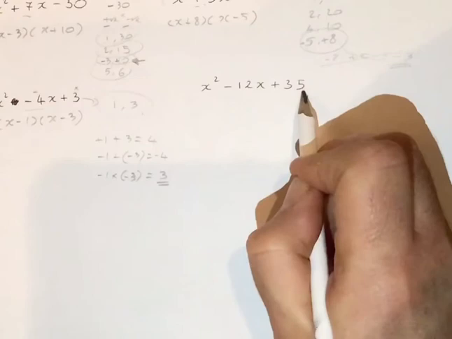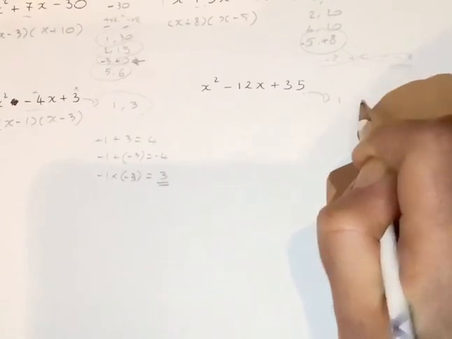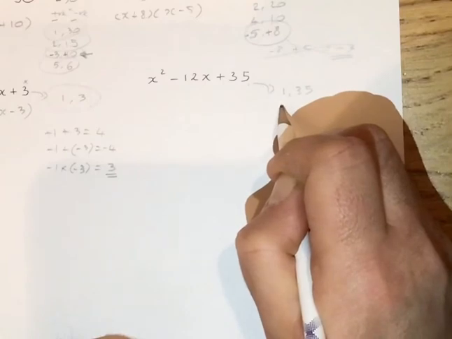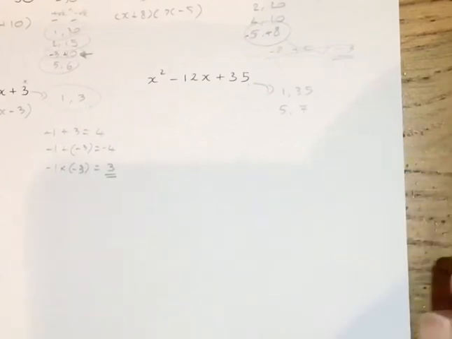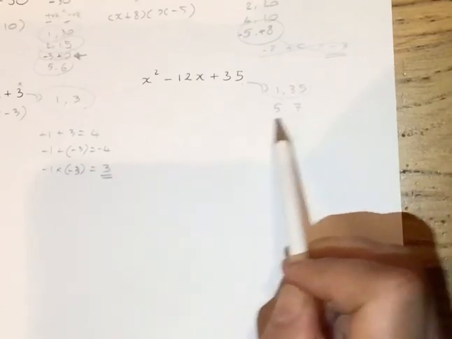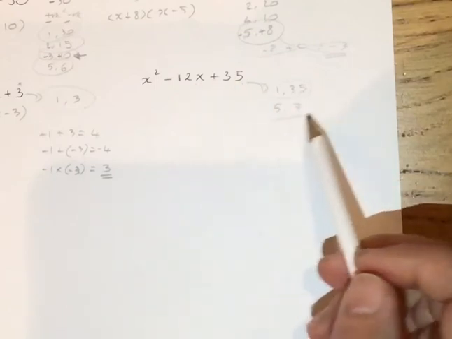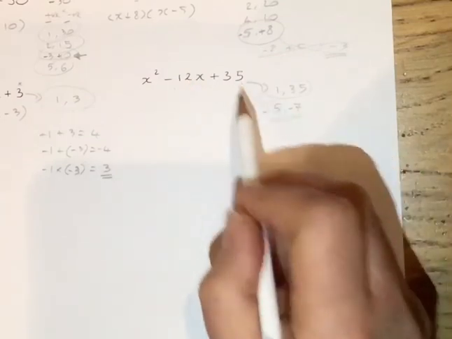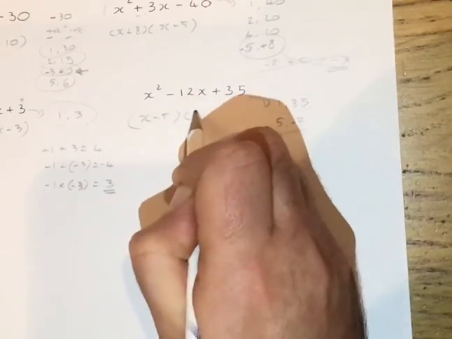Similar story for this, 35. The factors of 35 are 1 and 35, and 5 and 7. Now we have to make a minus 12, so those two will never make minus 12. This one could make 12. If we add them both as positives, we get positive 12. We need to make a negative 12, so both of them have to be negative. If you add them together, we get minus 12. If you multiply them together, you get positive 35. So x minus 5, x minus 7.